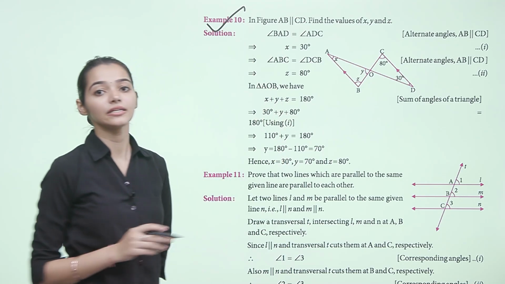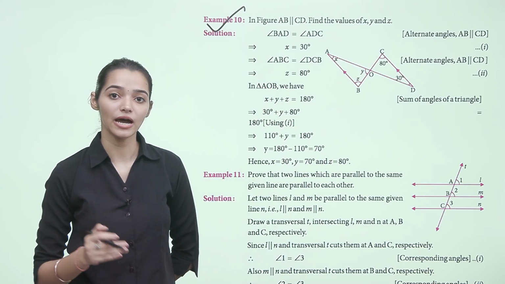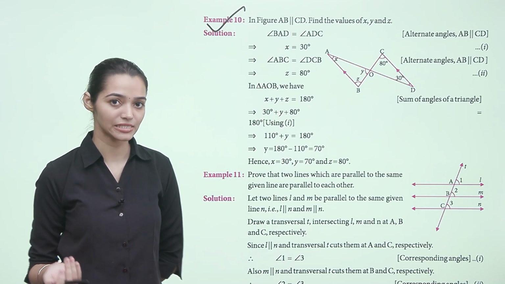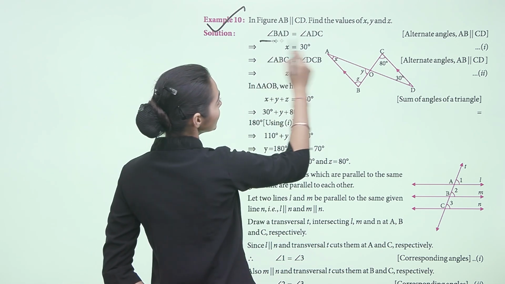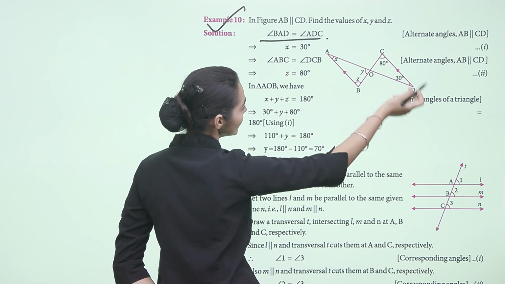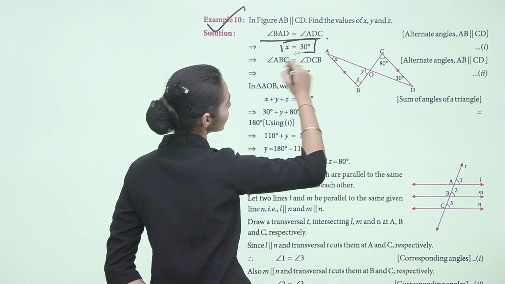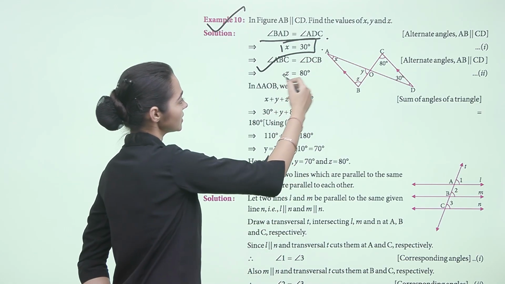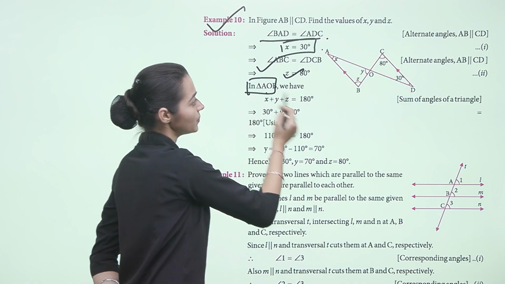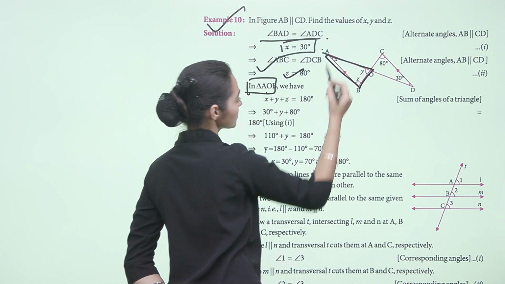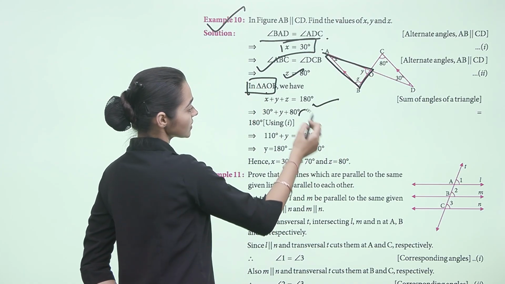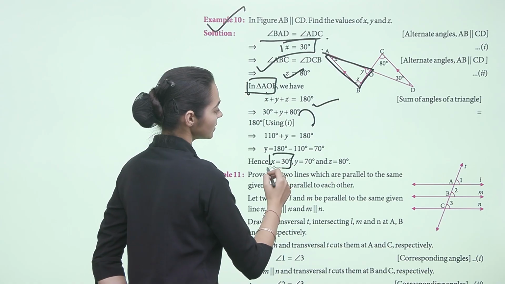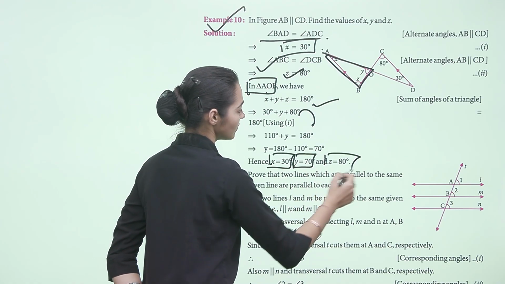Now in example number 10, here in this figure AB is parallel to CD, we have to find the value of X, Y and Z. So here BAD is equal to what? Angle ADC. So X is 30 degree and ABC is equal to DCB. So Z is our what? 80 degree. Now in triangle AOB, this is our triangle AOB. Here X plus Y plus Z is 180 degree. After substituting the values, X is 30, Y is 70 and Z is our 80 degree.